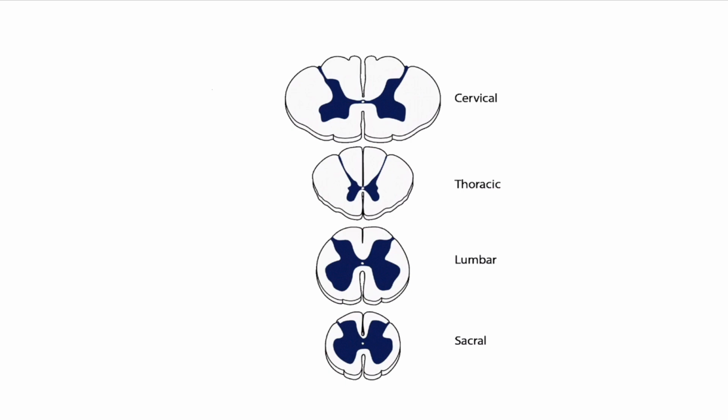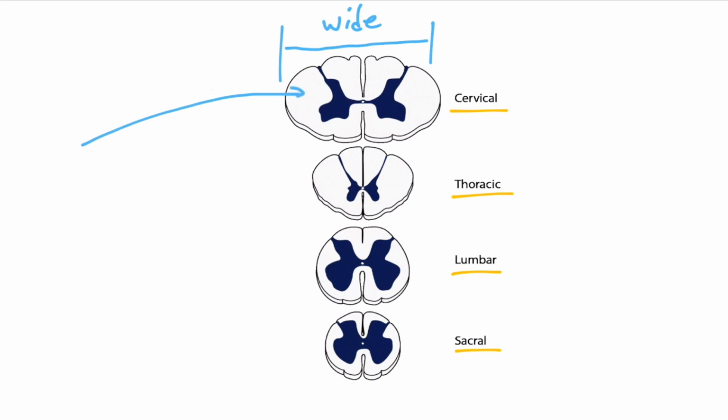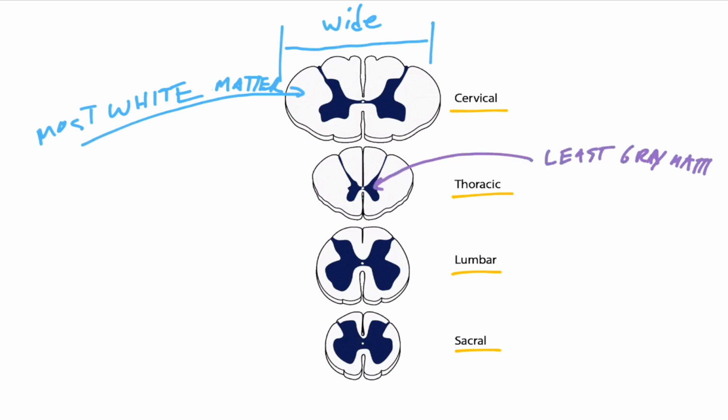It's very important to be able to recognize each of the 4 segments of the spinal cord. Notice how each spinal level of the spinal cord, whether it be cervical, thoracic, lumbar, or sacral, has a distinct appearance. First, it's really important to just recognize that the cervical spinal cord has this wide appearance. You'll also notice that it has the most white matter. And then the thoracic level has the least gray matter, but it also has a lot of white matter. So you get this interesting appearance with a lot of white matter and this just skinny looking gray matter.